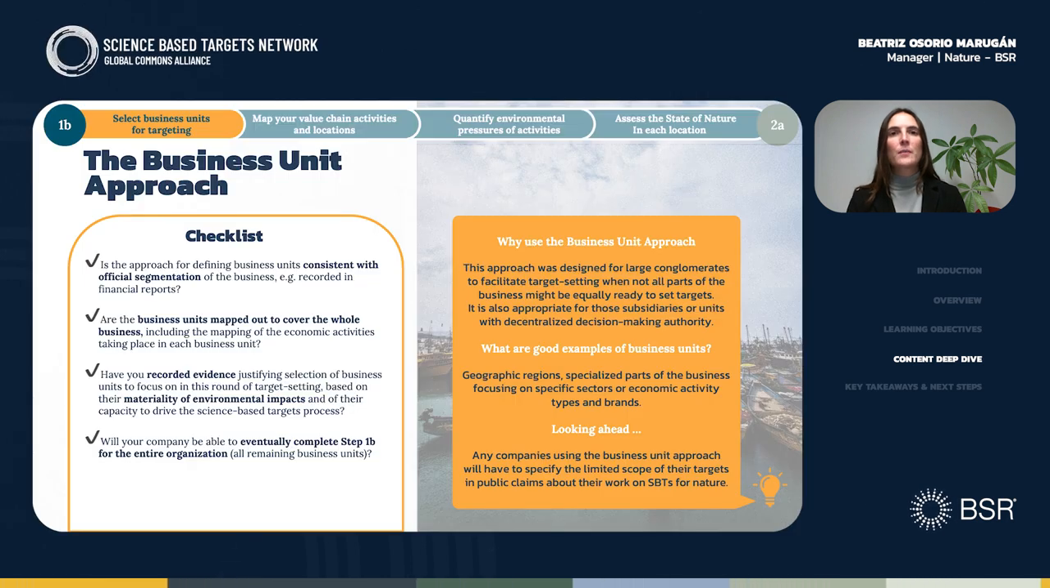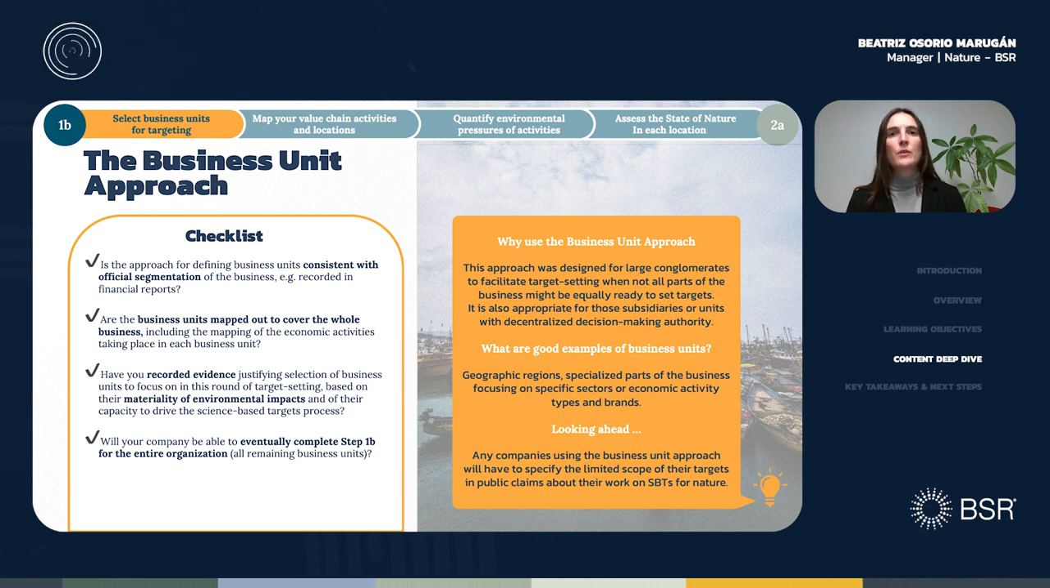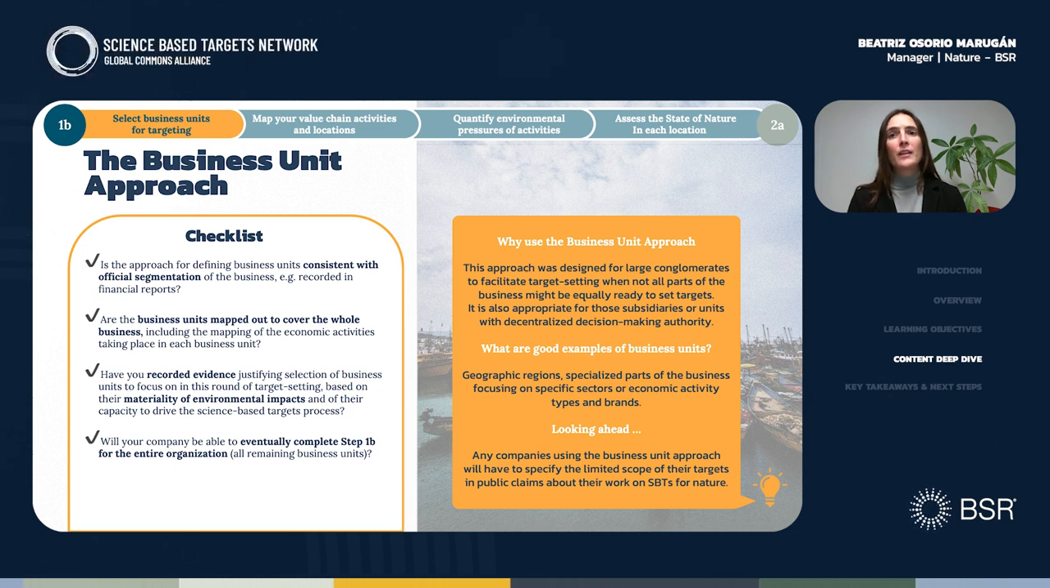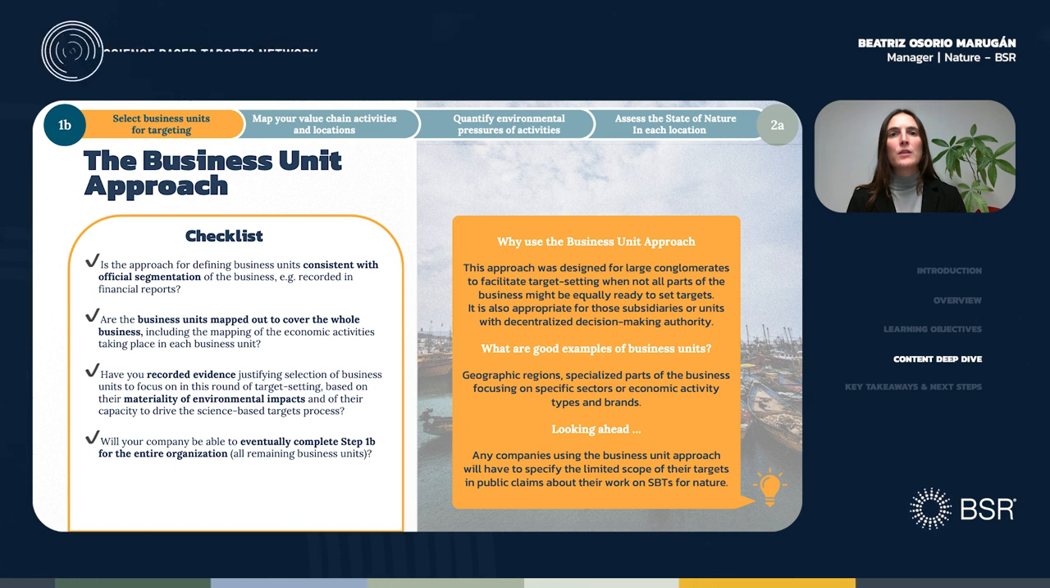So let's start with the business unit approach. Why and when do we use it? The objective of the business unit approach is to allow large, complex companies to get started on target setting by focusing on the most prepared and/or impactful parts of their business. It is also appropriate for those subsidiaries or units with a centralized decision-making authority where there is leadership buy-in and where they are ready to set targets before there is complete buy-in from the parent company.